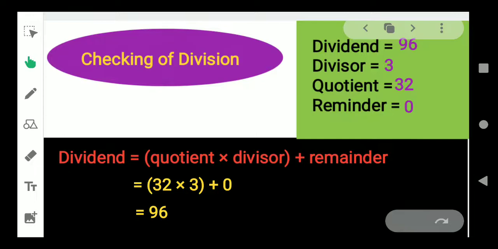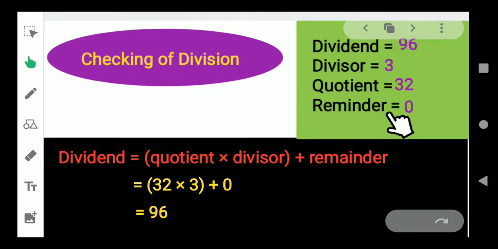So, let's see how to check a division. After doing a division, please take down and write these 4 terms. Dividend is equal to 96, divisor is equal to 3, quotient is equal to 32, remainder is equal to 0. Now, just write the equation first. Dividend is equal to quotient into divisor plus remainder. How much is the quotient? 32 into divisor. Divisor is 3. 32 into 3 plus remainder.